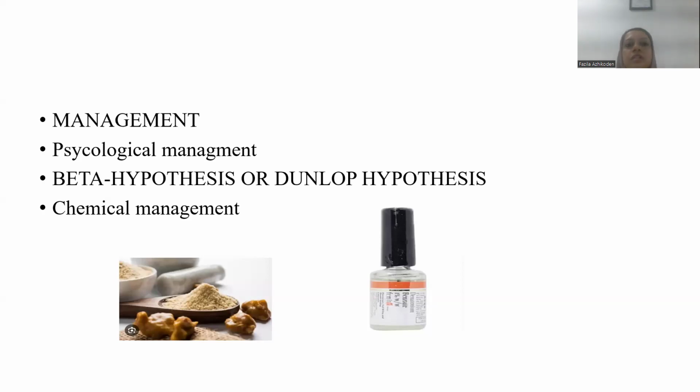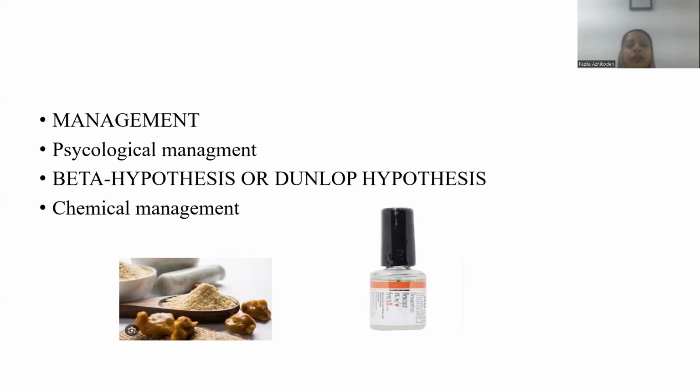And according to this hypothesis, what is done is that the child is made to stand in front of the mirror, and the child is asked to engage in this activity, that is a thumb sucking habit. So the child feels how awkward it is while placing the thumb into the oral cavity, and finally the child itself will try to diminish or eliminate this thumb sucking habit. That is the beta hypothesis.